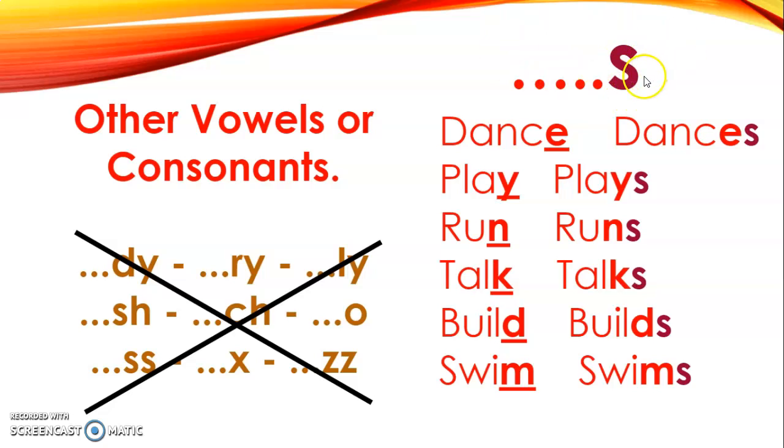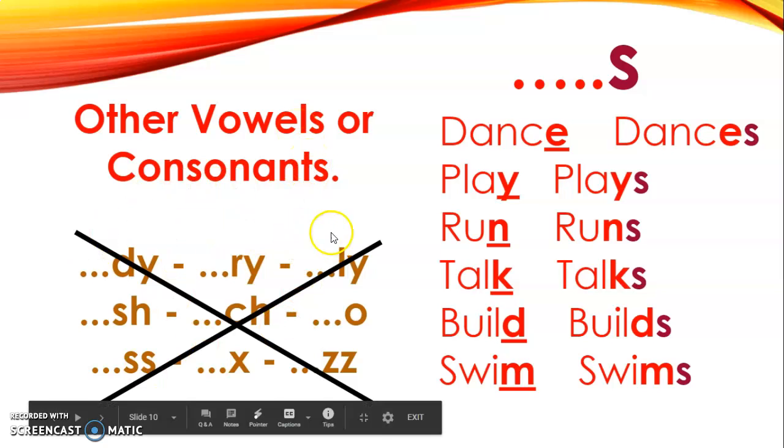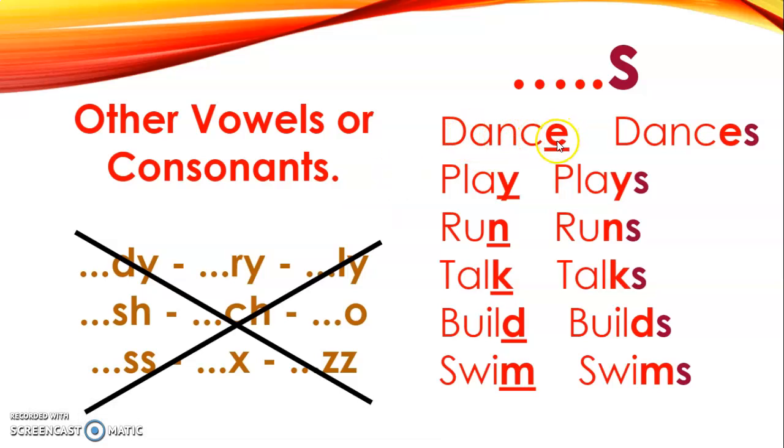When do we use S? ¿Cuándo utilizamos S? Very easy. When the verbs finish in other vowels or consonants. Muy sencillo. Cuando los verbos terminan con otras vocales o con otras consonantes diferentes a las que vimos. For example, dance, dances. Termina en E, otra vocal, le agregamos S. Play, plays. Termina en Y y no tiene consonante. Entonces le agregamos S. Run, runs. Termina en N, le agregamos S.